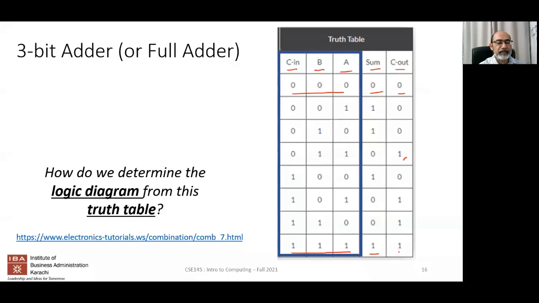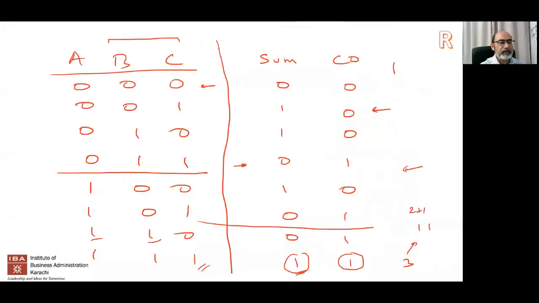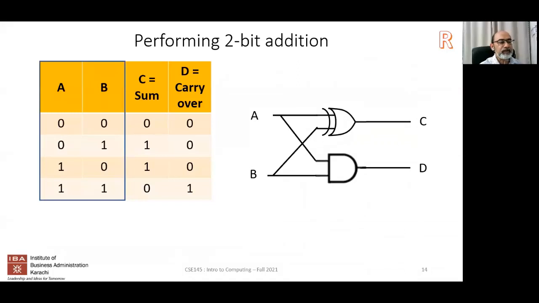In which case, both the sum is a 1 and the carry over is a 1. This is, by the way, also referred to as a full adder. And the previous case, the 2-bit, is also referred to as a half adder. The reason being that when this is carried over, the carry over needs to be carried over into the next addition.